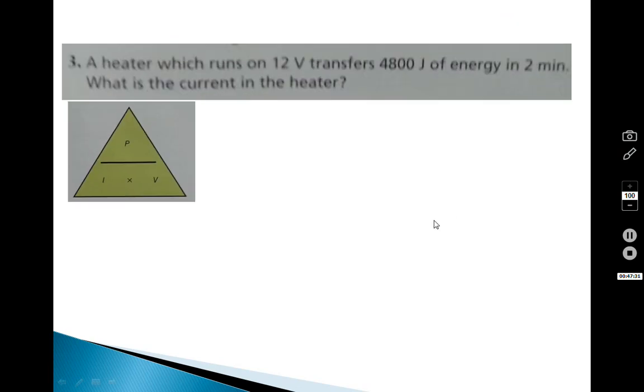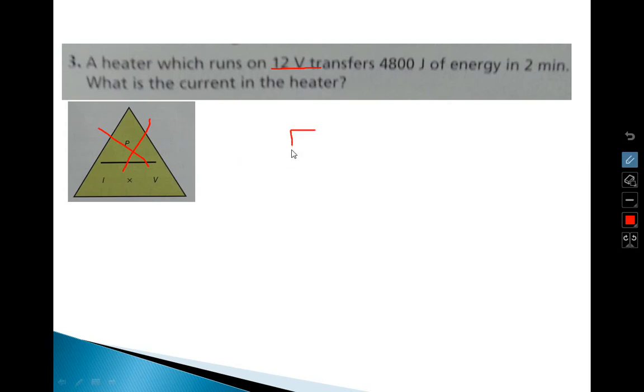Question number 3. Yes, number 3. Okay, I think we put the wrong formula here. Yeah, this one is wrong. We are not looking for this one. So we have a heater which runs on 12 volt, transfers 4800 joules. So we need to write the equation of what?